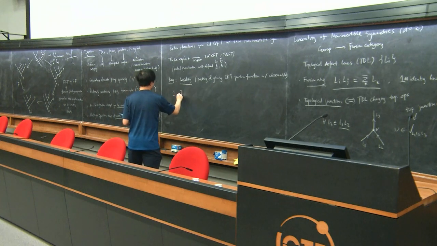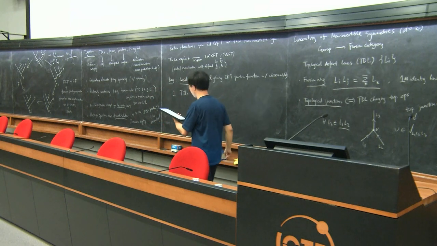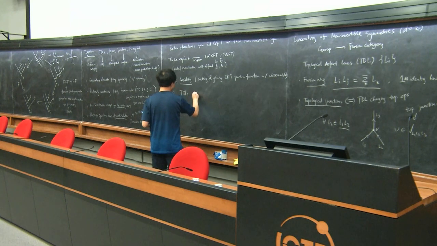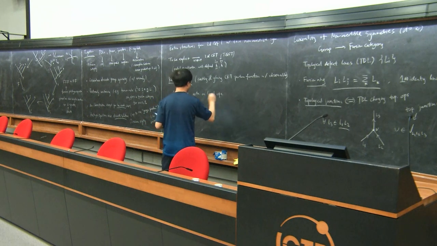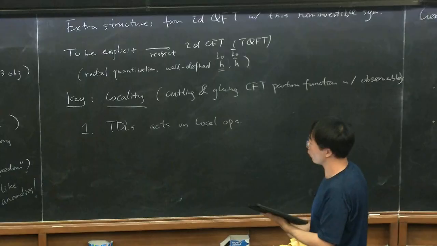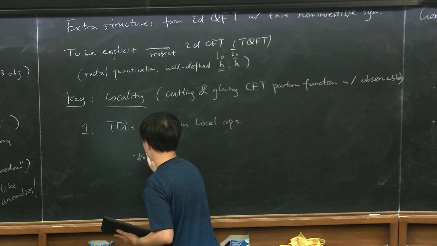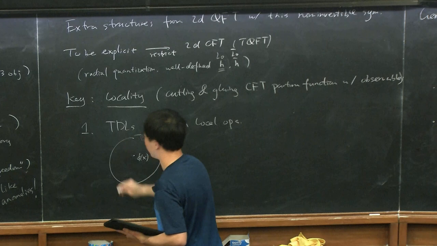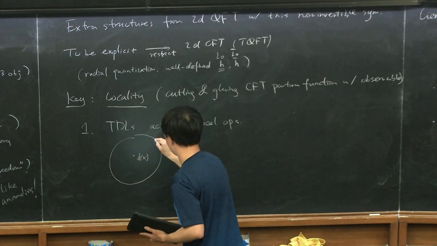First of all, we start from the topological defects, which we postulate as a symmetry in the theory, acting on local operators. We can be quite precise in the context of two-dimensional CFT. Imagine you have a local operator over here. As I said before, the way a unitary operator acts on the local operator is by enclosing it.